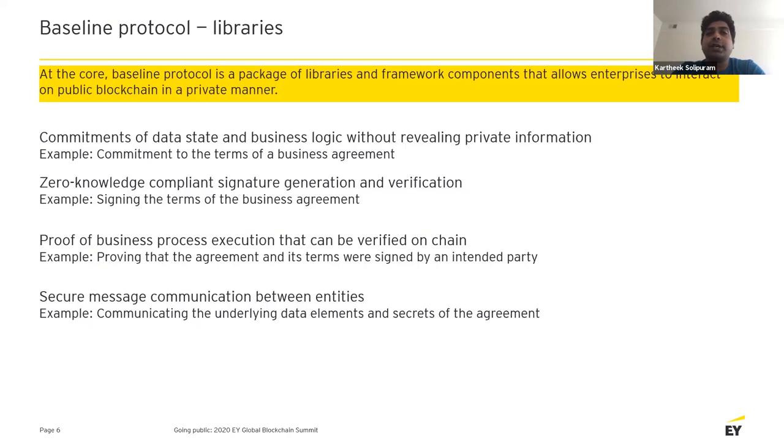Last but not the least is secure message communication. Secure message communication essentially talks about person-to-person or peer-to-peer private communication. The underlying data elements or secrets that are used, either in the creation of commitments or zero-knowledge signatures, or even any other forms of secrets that need to be communicated, need to be created in such a way that they're modularized, and the capabilities are available to have a general method for communicating these private messages. So secure message communication between entities is another core component of the baseline protocol itself.